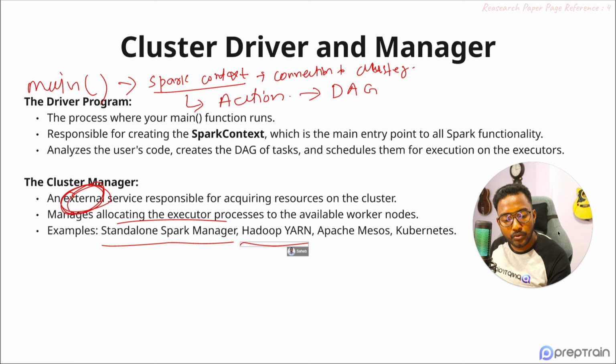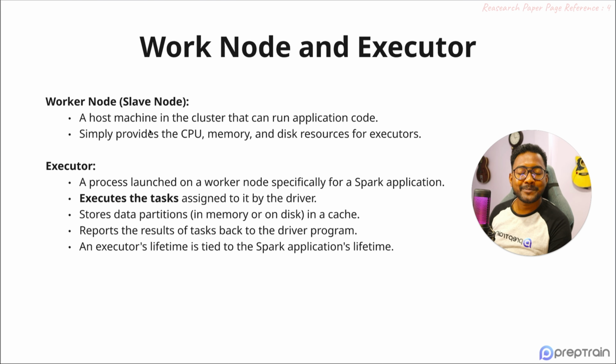We can use Hadoop YARN, we can use Apache Mesos, and we can even use Kubernetes, which is being used in a lot of companies these days. Now let's break down the slave side of the architecture. Worker and executor might sound similar, but there is a fundamental difference between them.